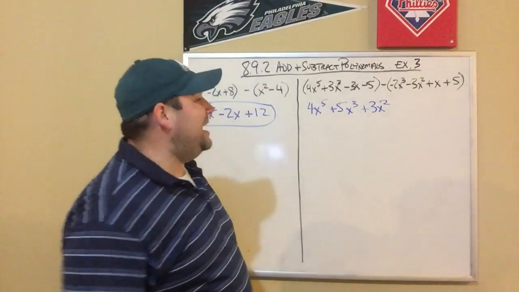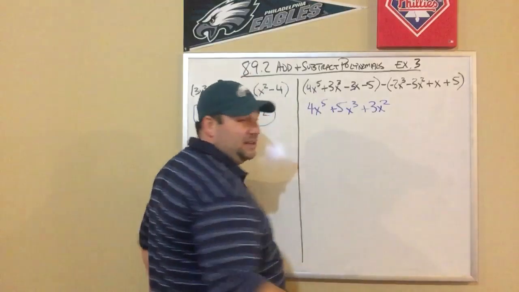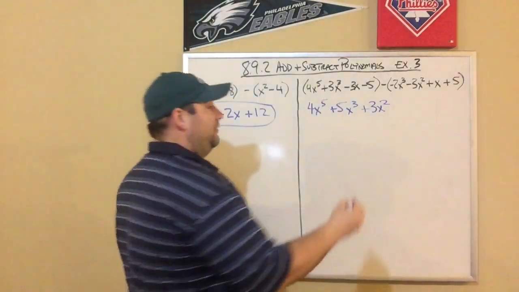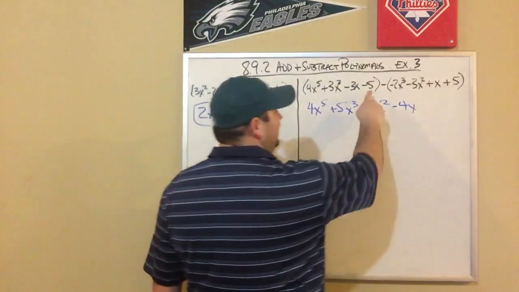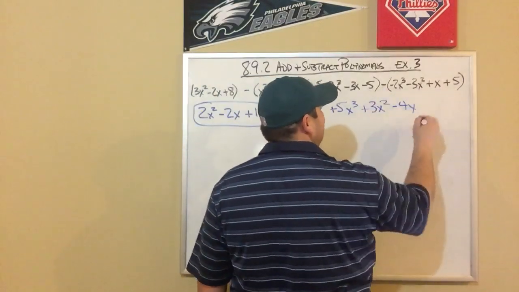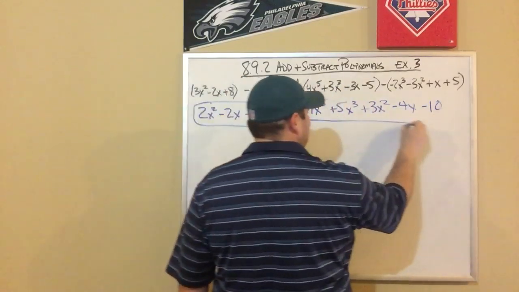Then we move on to our x's. I've got negative 3x minus x minus 1x. Negative 3 minus 1 is negative 4. So minus 4x. And then finally, my numbers. I've got negative 5 minus 5. Negative 5 minus 5 is negative 10. So I put minus 10.